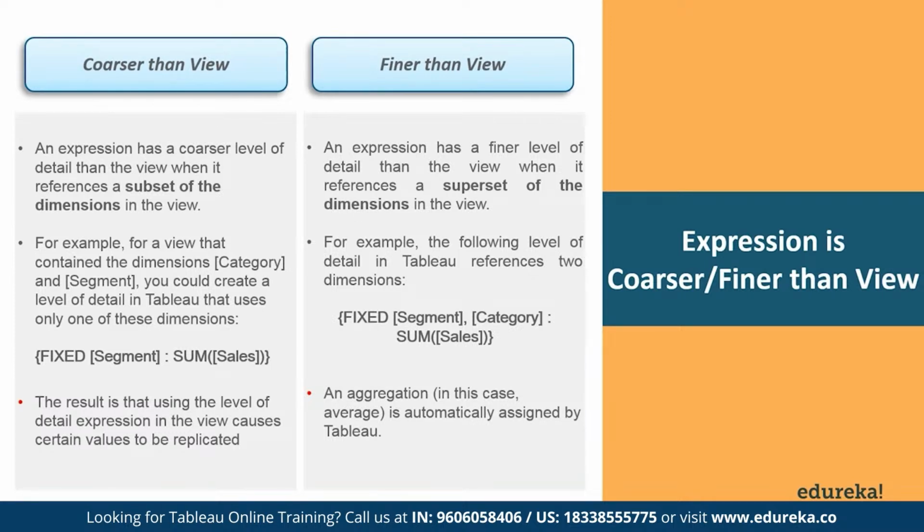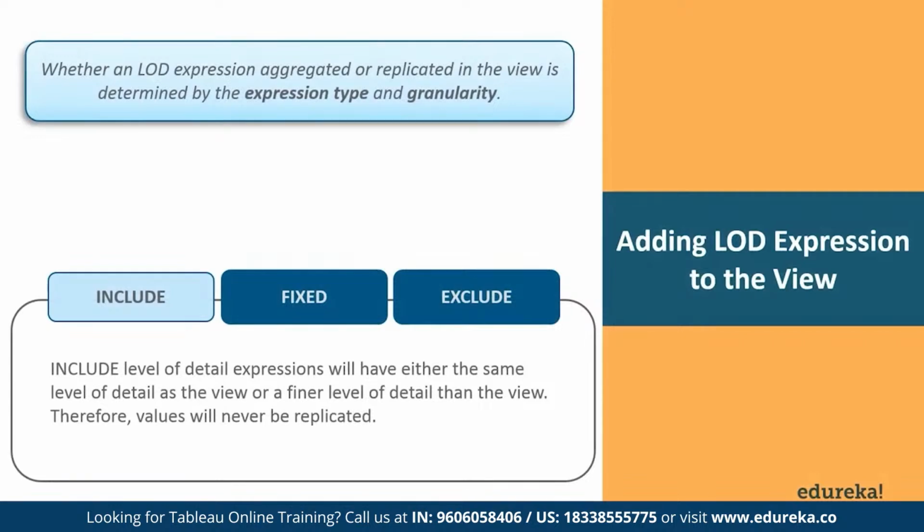For example, the following level of detail expression references two dimensions. When this expression is used in a view that has only segment as its level of detail, the values must be aggregated. Here is what you would see if you drag the expression to a shelf. An aggregation, in this case average, is automatically assigned by Tableau, but you can always change the aggregation if you need it. Now, adding an LOD expression to the view.